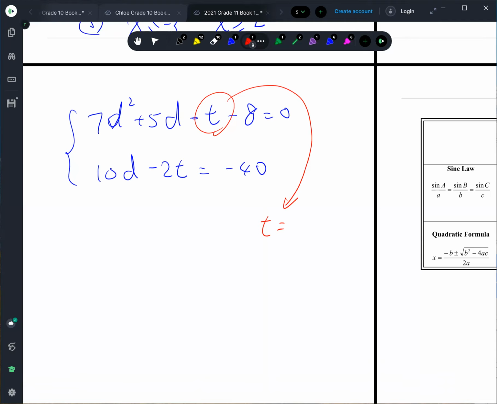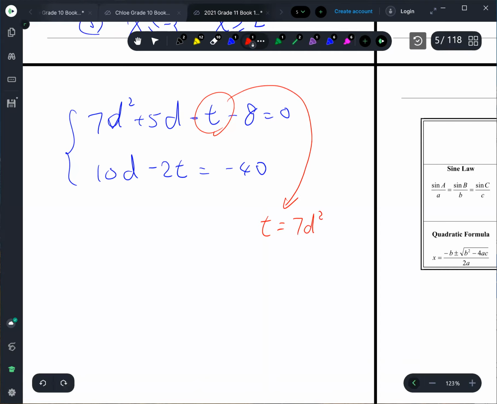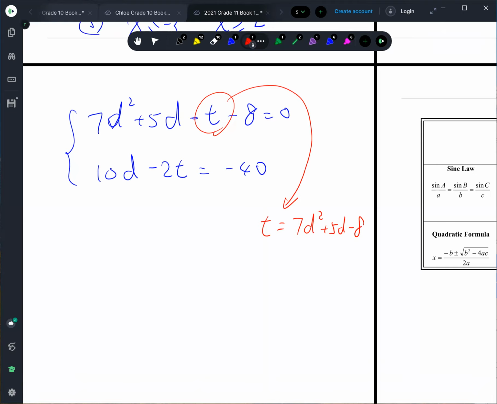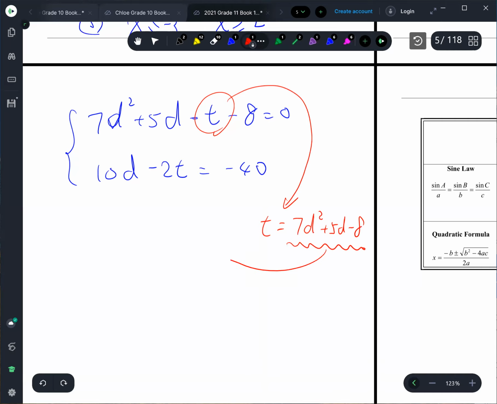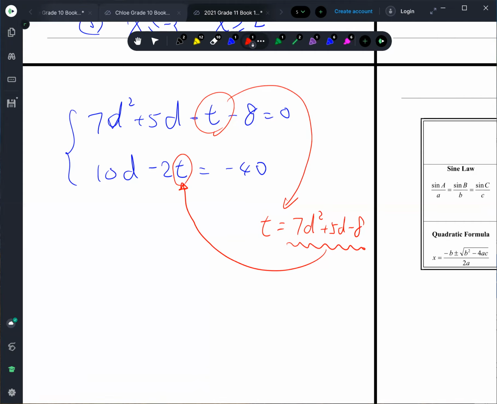7d squared plus 5d minus 8 equals T, right? Yeah. Okay, now that it's isolated, you can replace this into the other equation. Then you'll have a new equation that has only D, right? Then you just solve for D.